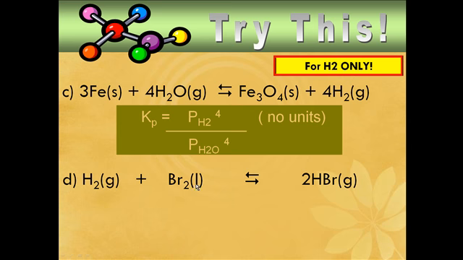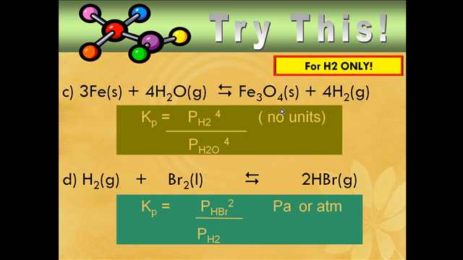In the fourth example, we have the presence of liquid bromine. Like the previous example, we do not consider anything other than gases in the reaction. So the Kp expression becomes the partial pressure of hydrogen bromide raised to the power of 2 over the partial pressure of hydrogen raised to the power of 1. That's what we did the last time.